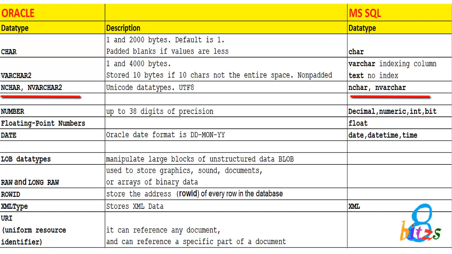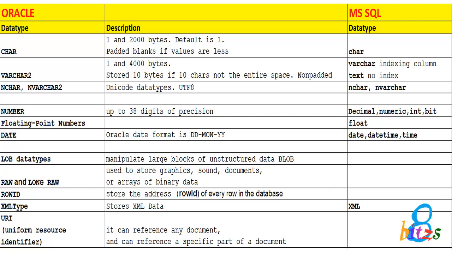Other string data types are nvarchar and nchar. Oracle supports nchar and nvarchar2. Similarly MS SQL supports nchar and nvarchar. These are similar to the char and varchar types, but here the n denotes Unicode, that is UTF-8. This means these data types support special characters, for example Arabic, French, or any language other than English, which are handled as Unicode data types.